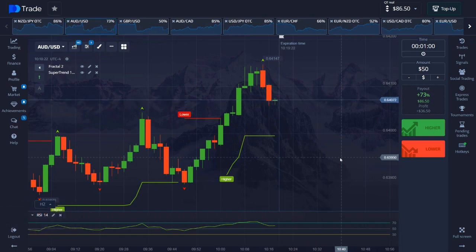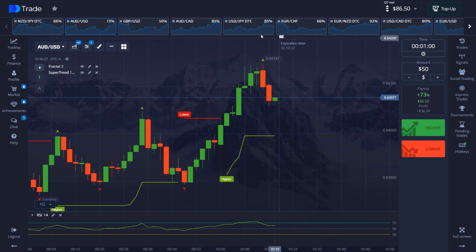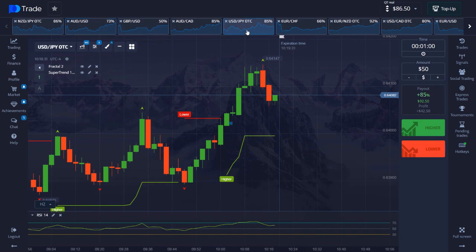So, friends, our one transaction ends with a plus of $86 on our balance. Let's move on to the next currency pair. We will also open a new deal.